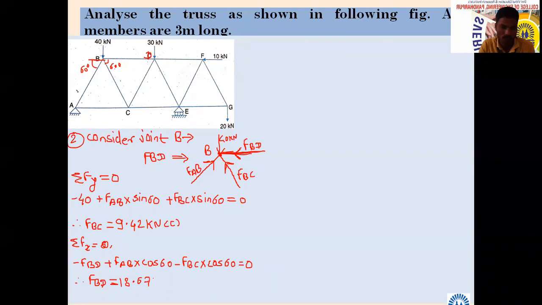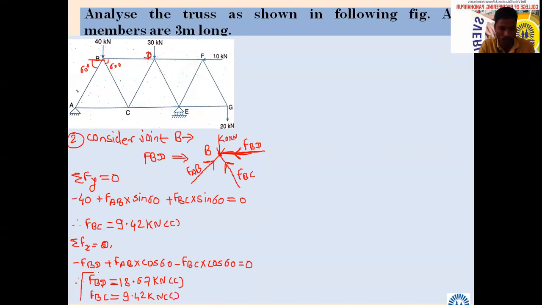13.67. Is it coming positive? Means it is again compressive, because both the forces we have assumed compressive. Here also I will write FBC equal to whatever we have calculated, 9.42 kilonewton, which is again compressive.